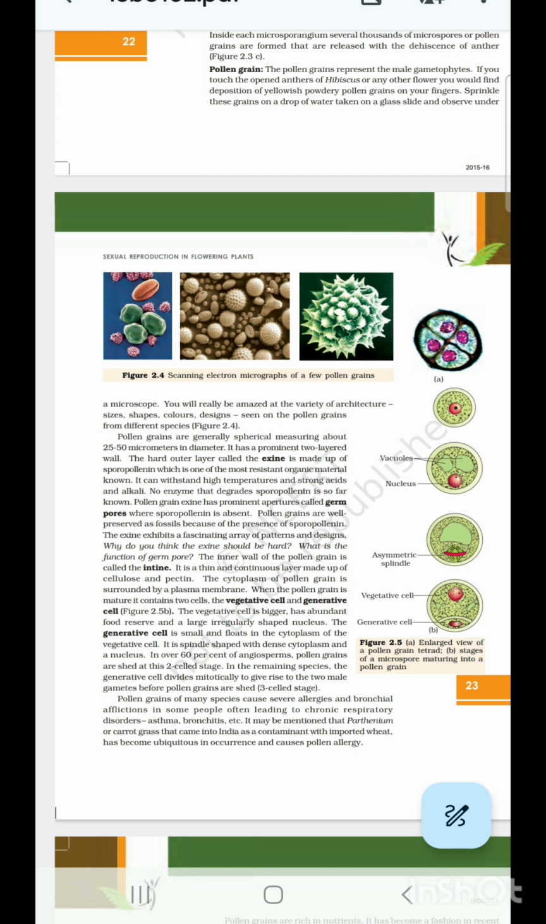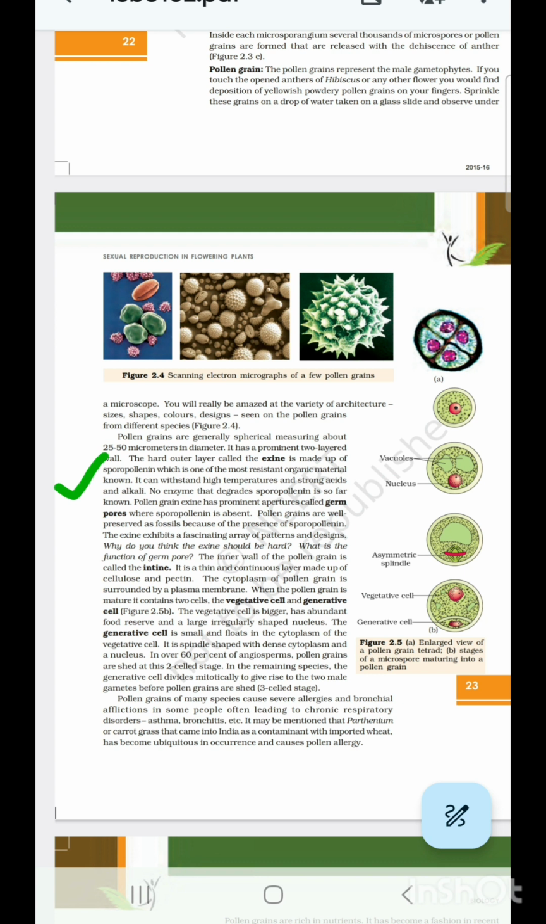Generally pollen grains are spherical in nature and the diameter varies between different species. It has a prominent two-layered wall. The hard outer layer is called exine, which is made up of sporopollenin, one of the most tough and resistant organic materials known. It can withstand high temperature and strong acid and alkali. No enzymes that can degrade sporopollenin are known so far.